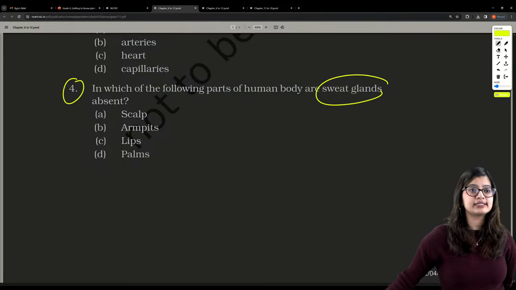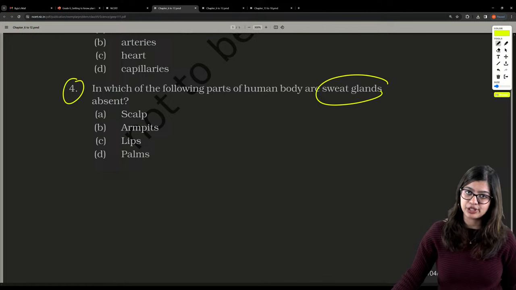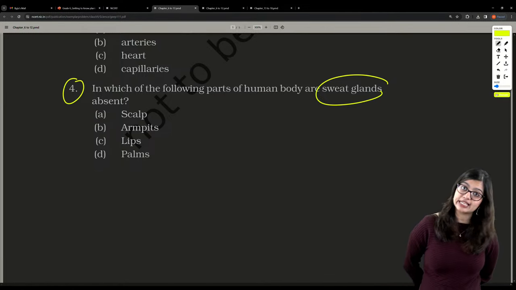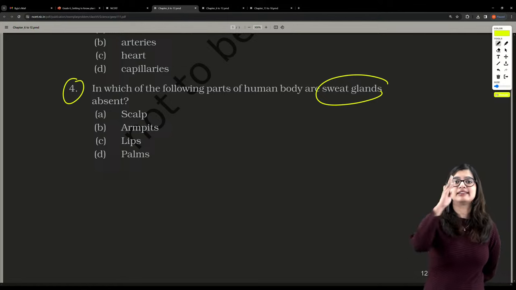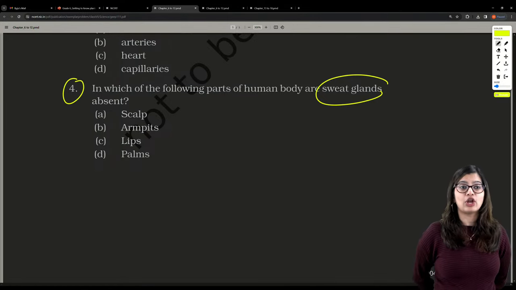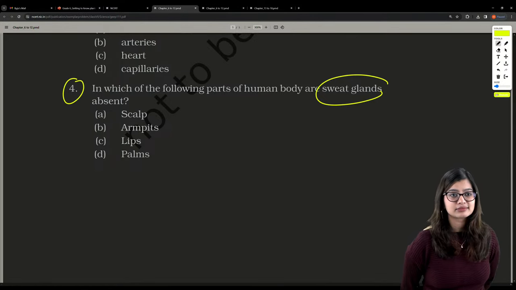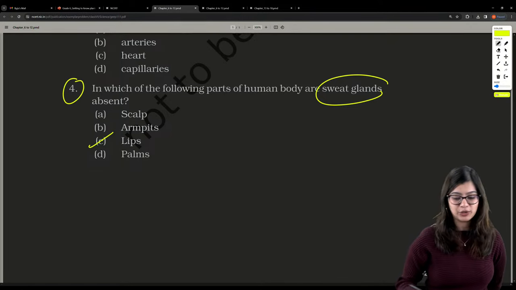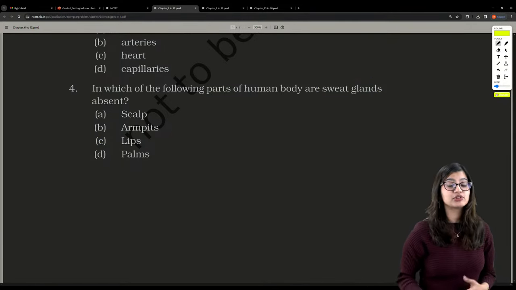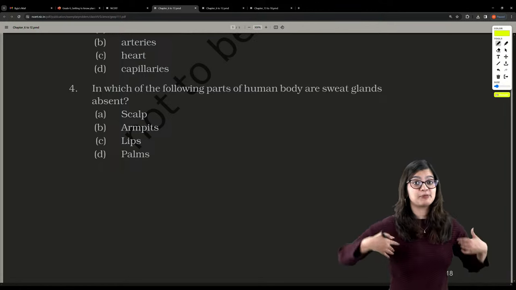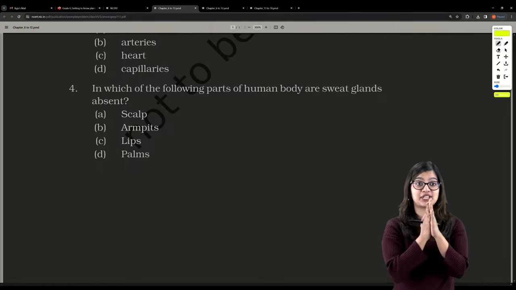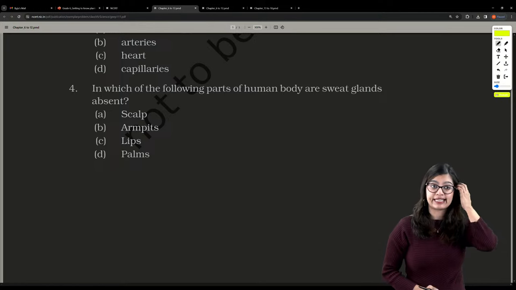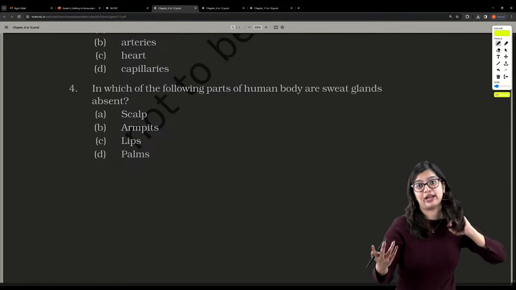What is deforestation? Shruti, deforestation is the removal or cutting down of a large number of trees from a forest. Hence, deforestation, removal of forest cover. Very good. The correct answer is option C, which is lips, because we sweat a lot, especially in our armpit region. Sometimes people have sweaty palms, or in some cases, even in the scalp, it is present. I mean, we sweat, right?